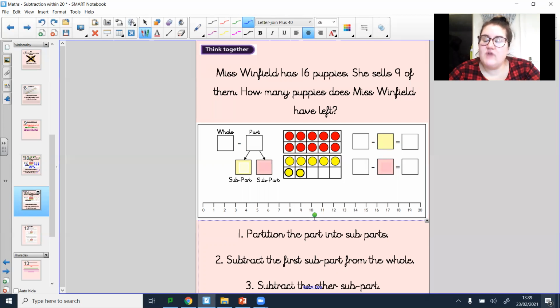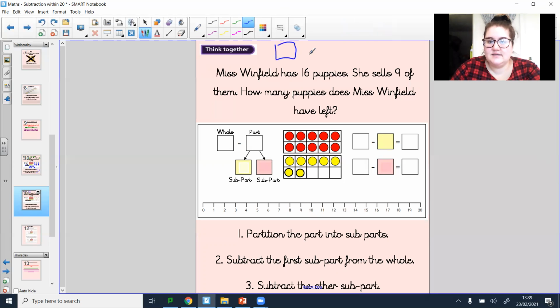Your job is to write that as a number sentence, please. Can you write it as a number sentence? So you would have something like this, subtract this, equals this. Now, don't worry about the answer right now, but can you put these 2 numbers in the right place? Remember the important bits of information here, okay? The whole and the part.